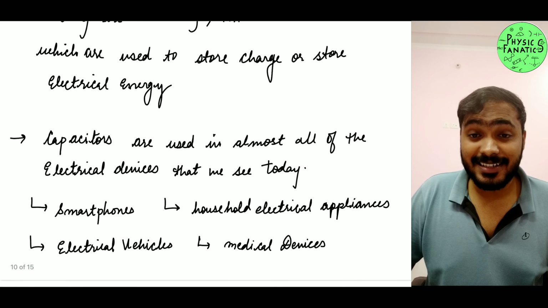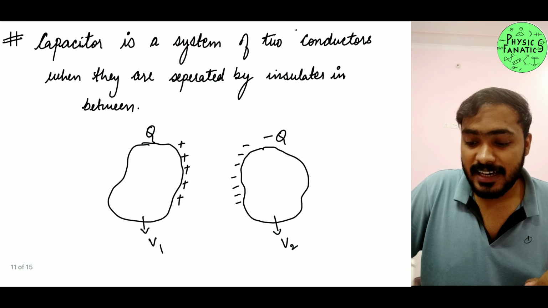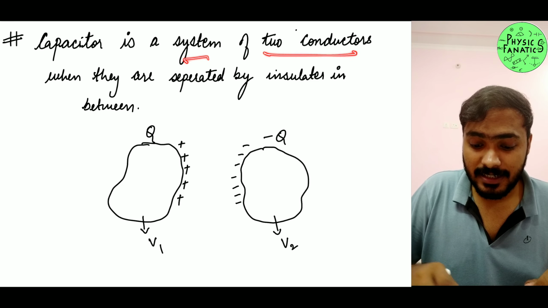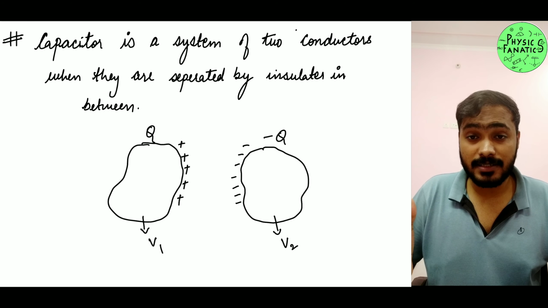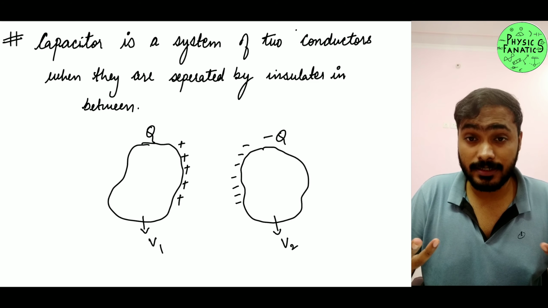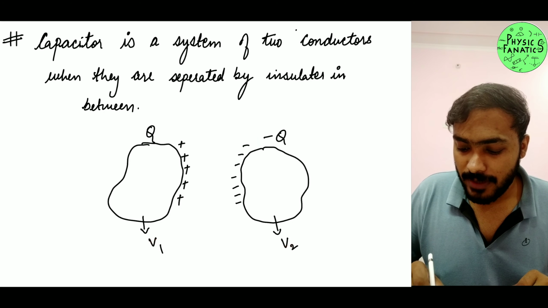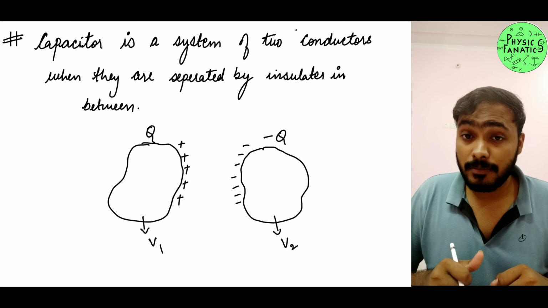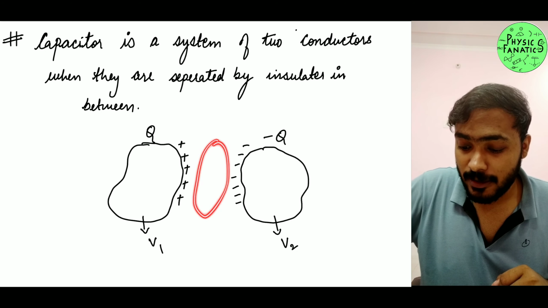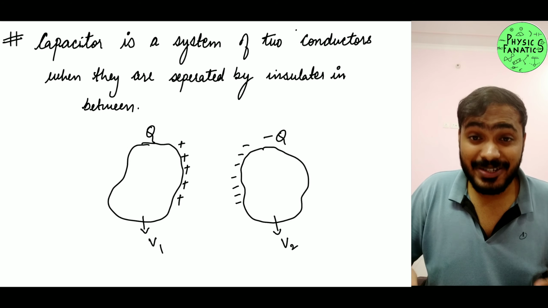Great. So let's try to understand how these capacitors are made. A capacitor is basically a system of two conductors separated by an insulator in between. You can see this is my conductor 1, this is my conductor 2, and they are separated by an insulator. Now you must be asking, sir, where is the insulator in between? There is air in between, and air also acts as an insulator.